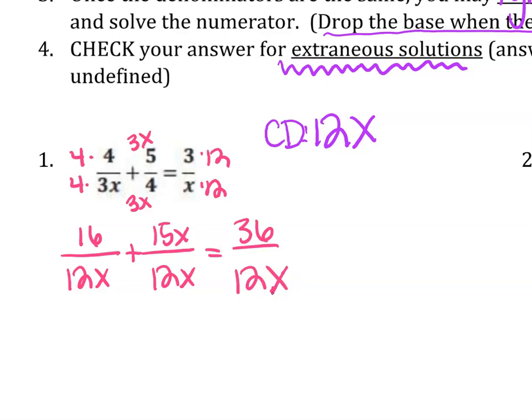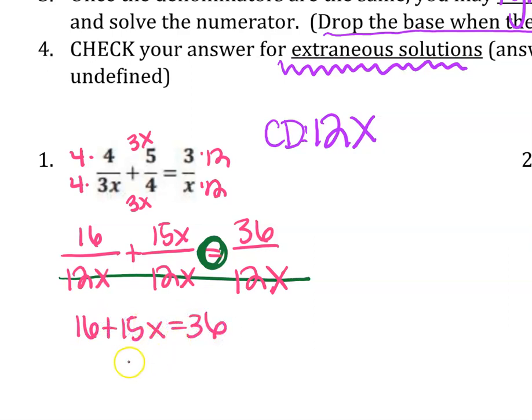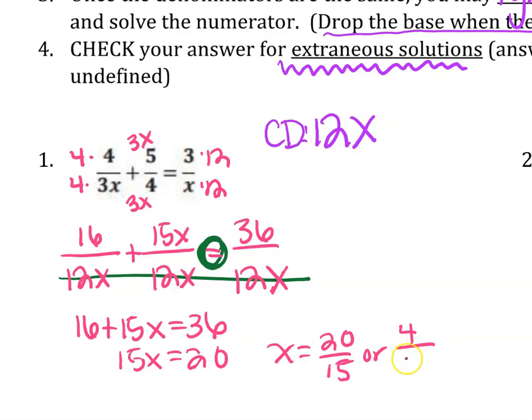Okay, now once your denominators are the same, we're going to ignore them. I want you to solve the numerator. So again, when the problem equates, you can drop the base. So I have 16 plus 15x equals 36. So 15x equals 20. So x equals 20/15, or 4/3, right? Because I could divide each of those by 5.